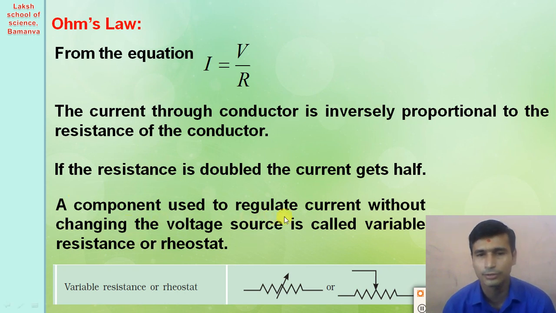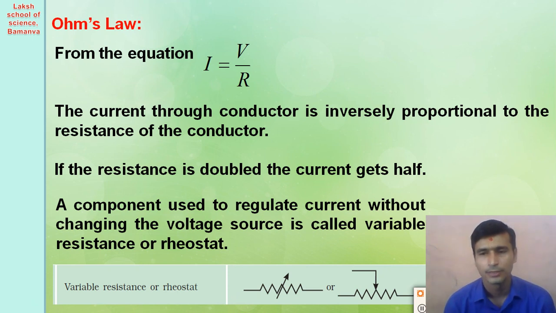A component used to regulate the electric current without changing the voltage source is called a resistor. By changing the resistance value, we can change the electric current passing through the component, right? A resistance whose value we can change is called a variable resistance, or a rheostat. A component used to regulate the electric current without changing the voltage is called a variable resistance or rheostat. We can use this in our fan regulator also, right?